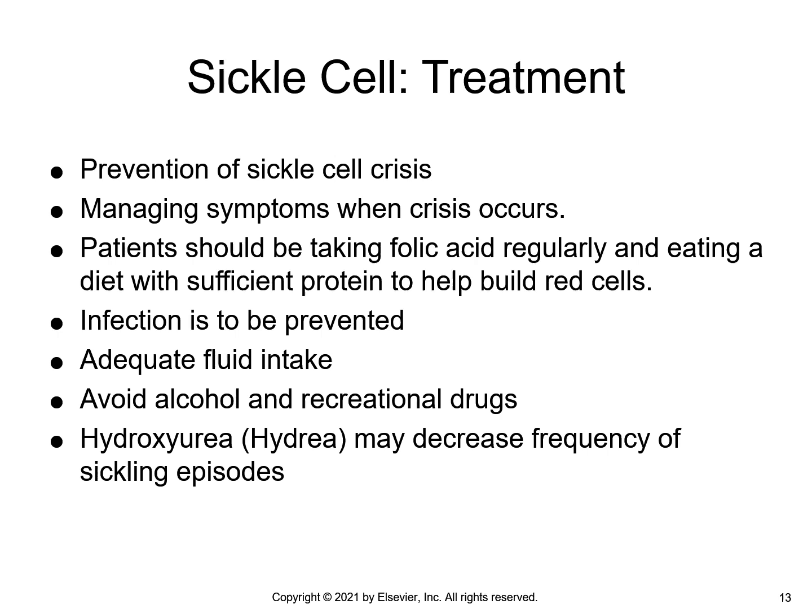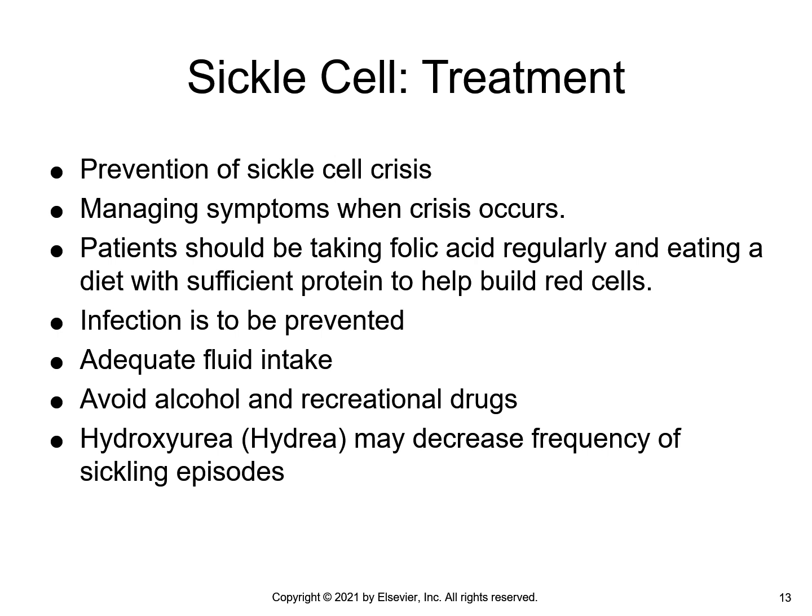Treatment for sickle cell is focused on preventing the sickle cell crisis and managing symptoms if the crisis occurs. Patients need to be taking folic acid regularly and eating a diet with adequate protein to help build red blood cells. Infection needs to be prevented, and the patient should receive all the recommended immunizations against influenza, hepatitis, pneumonia, tetanus, and other diseases. Adequate intake of fluid is important daily to keep the blood as fluid as possible.